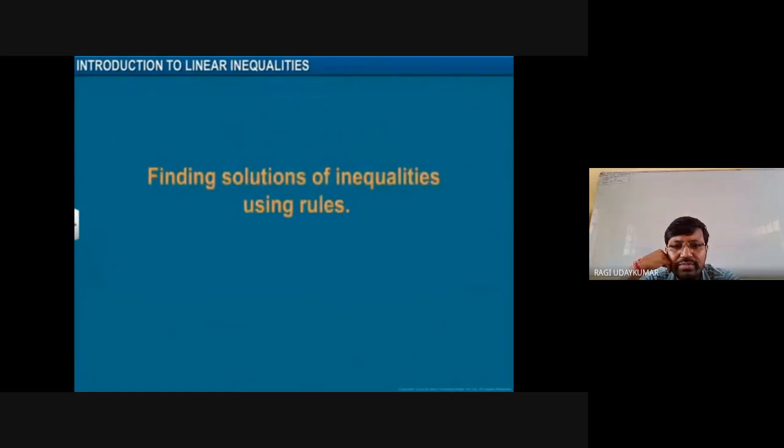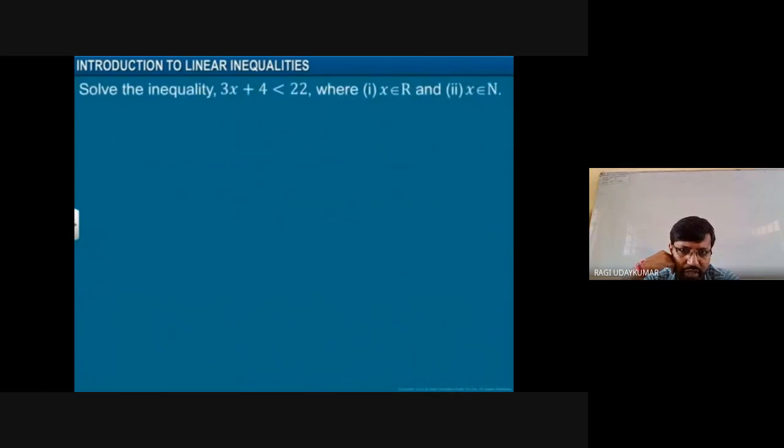So, finding the solution of inequalities using the rules. How do we find it? Suppose an inequality is given: 3x plus 4 is less than 22. If x is a real number, what is the solution? If x is a natural number, what is the solution? What do we do first? On the left hand side we have an extra +4, so we have to subtract 4.